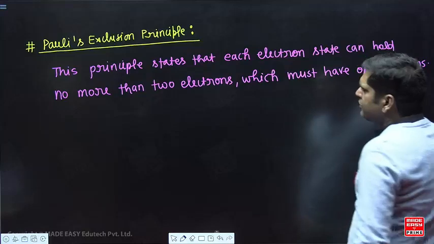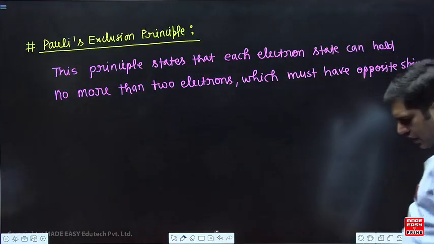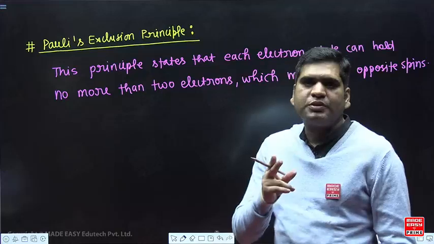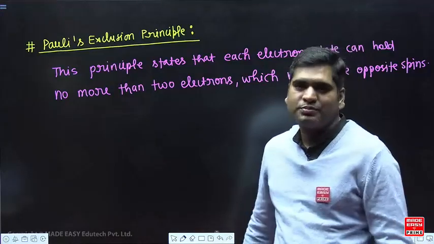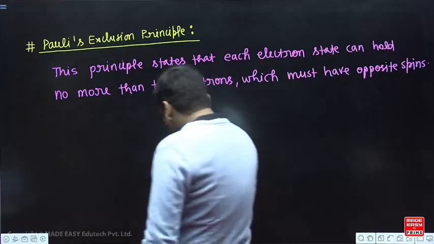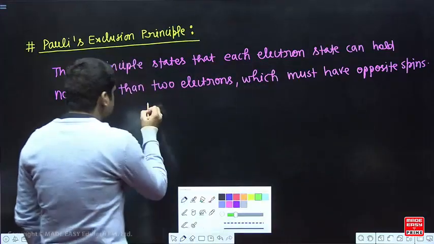This principle is trying to say that at a particular state there can be at max 2 electrons, but both of them must have opposite spin. Means if one is anti-clockwise, other must be clockwise. Same principle can be written like this.